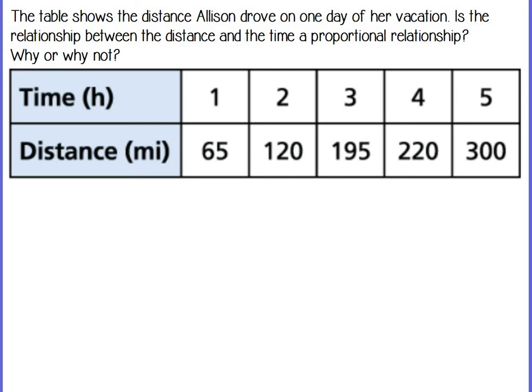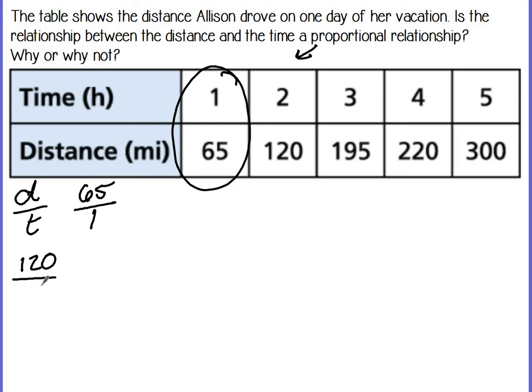The nice thing here is, once again, they have given us our unit rate. Okay, and we know we do distance over time. And in this case, she goes 65 miles in 1 hour. So in order for this table to have a proportional relationship, every single one of these has to be equivalent to 65 miles to 1 hour. So start here. I have my 120 miles. So Allison drove 120 miles, and it took her 2 hours to do so. So what is that equivalent to if she were to have only driven for 1 hour?